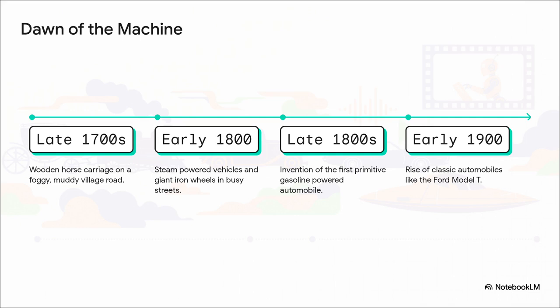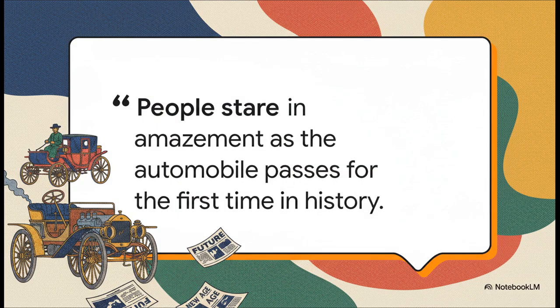But then bam, as we hit the early 1800s, that soft countryside is totally gone. We're plunged right into the gritty, smoke-filled cobblestone streets of the Industrial Revolution. It's a dark, heavy atmosphere where steam engines and these massive iron wheels are suddenly dominating the landscape. And it leads to this pure moment of historical wonder, where people stop and stare in amazement as the automobile passes for the very first time.